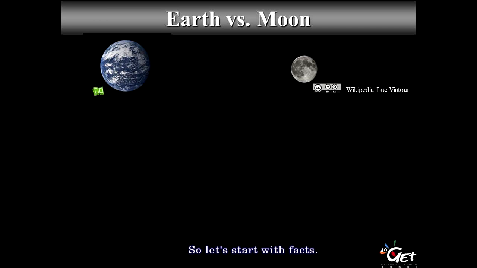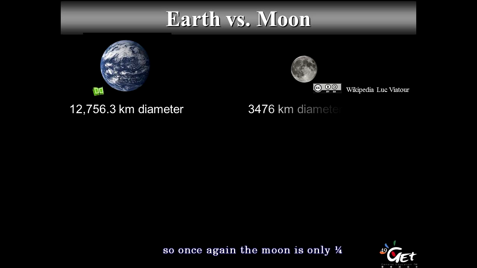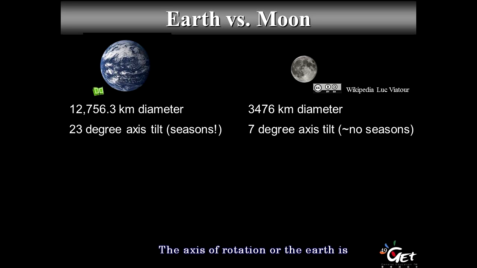So let's start with facts. This is the Moon and the Earth. Once again, the Moon is only 1/4 the diameter of the Earth. The axis of rotation of the Earth is 23.5 degrees compared to the ecliptic, while the Moon's is almost nothing, 7 degrees. So there are no seasons on the Moon.